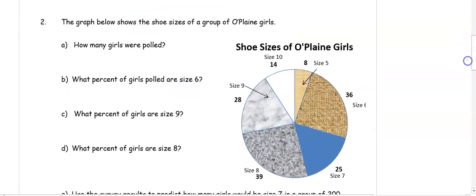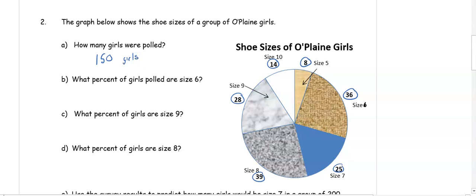Let's look at some problems now. The graph below shows the shoe sizes of a group of girls. We have shoe sizes going from 5 to 6, 7, 8, 9, and 10, and the numbers that represent how many votes for each one. How many girls were polled? We want to take these numbers of the responses and add them together. When we add 14 plus 8 plus 36 plus 25 plus 39 plus 28, we get 150 girls.